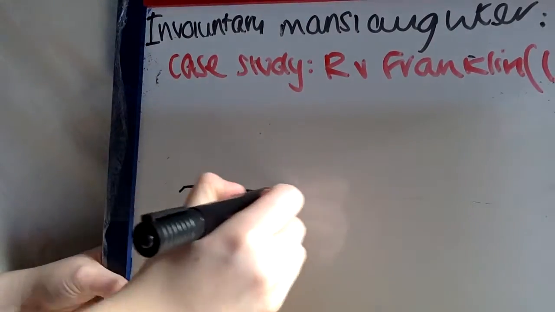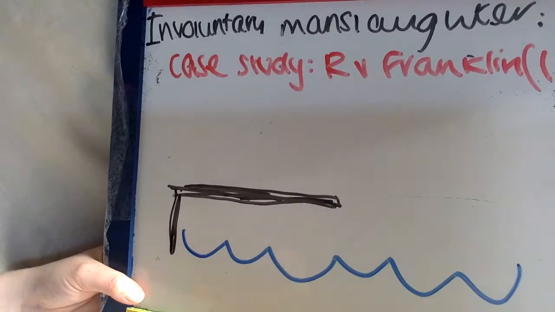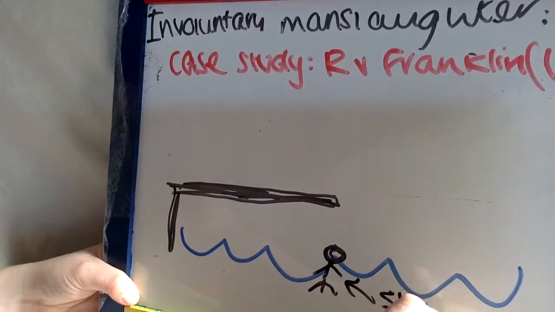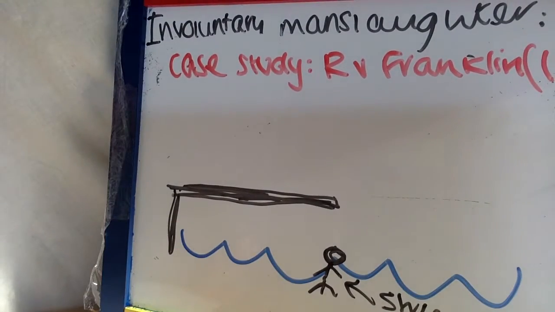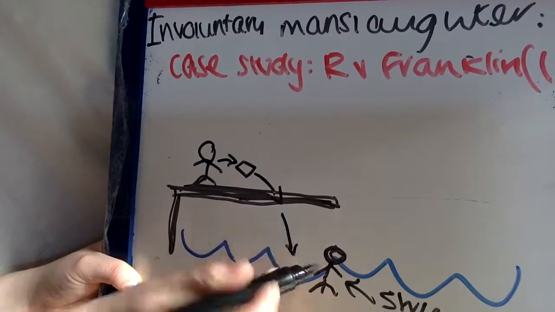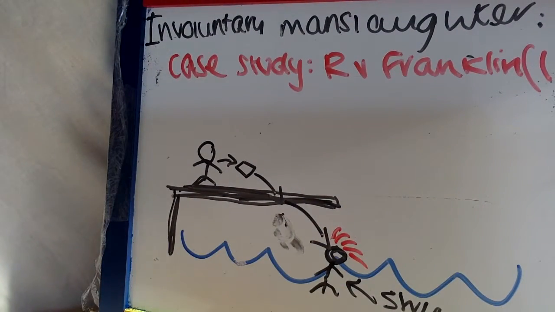Case study. R v Franklin, 1883. The defendant, while walking along a pier, took a good-sized box from a stall and threw it into the sea, where it struck a swimmer and killed him. The defendant was guilty of manslaughter, as death arose from an unlawful act, i.e., taking another's property and throwing it into the sea.